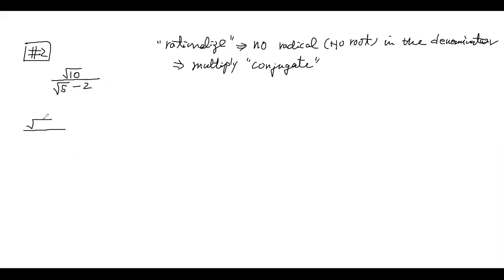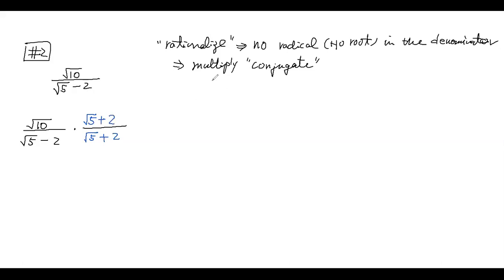So this is the square root of 10, and this is the square root of 5 minus 2. What is the conjugate? It will be the square root of 5, and here's a minus, so I use plus 2. You cannot just multiply the denominator. If you multiply anything in the denominator, you need to do the same thing to the numerator.